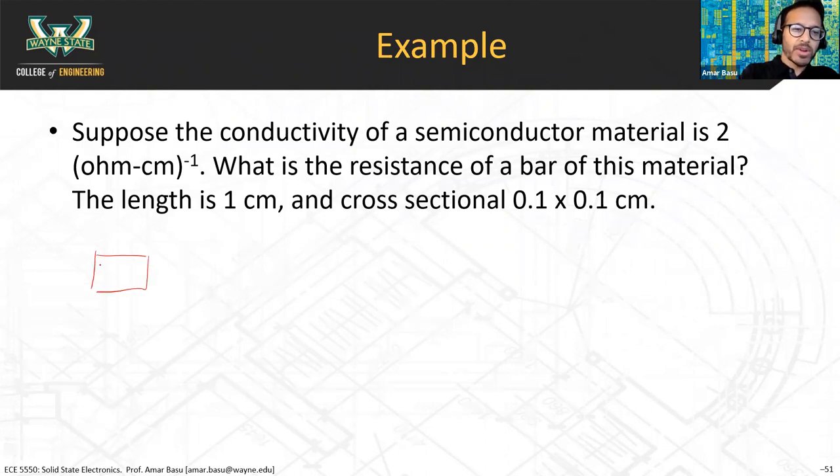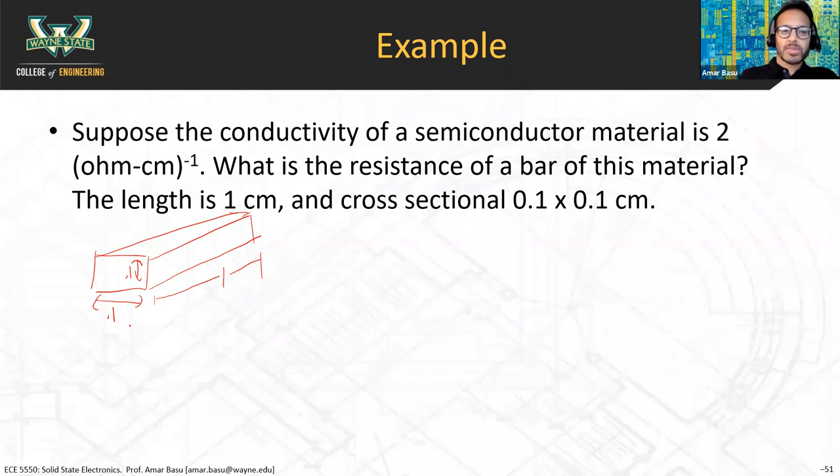If we draw this block here, it would look something like this. The length of the semiconductor block is 1 centimeter. This dimension here is 0.1. This dimension here is 0.1. We're applying a voltage through the length of the material. So the resistance is just equal to L divided by sigma A. So this is L divided by sigma times the width times the height.